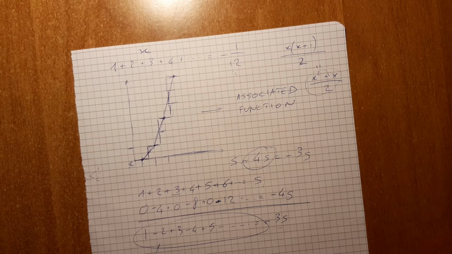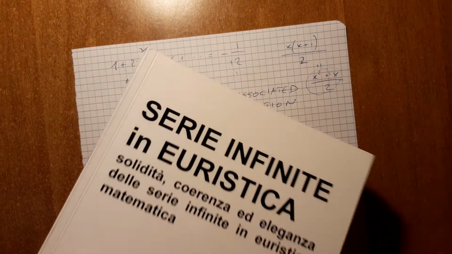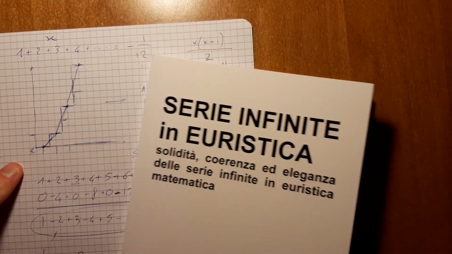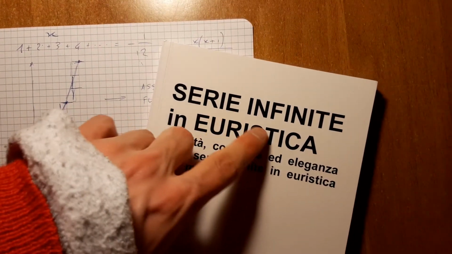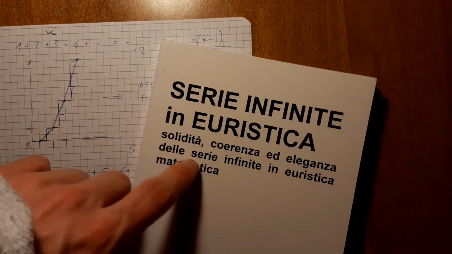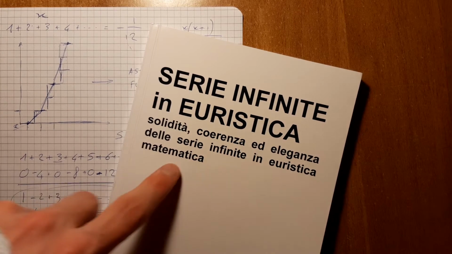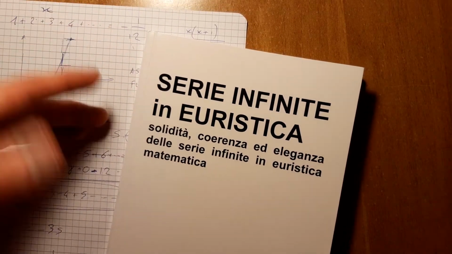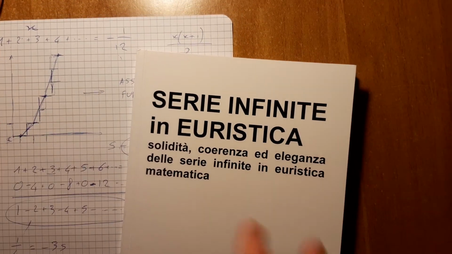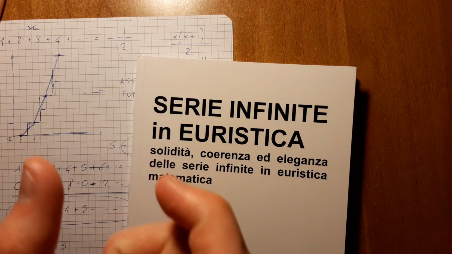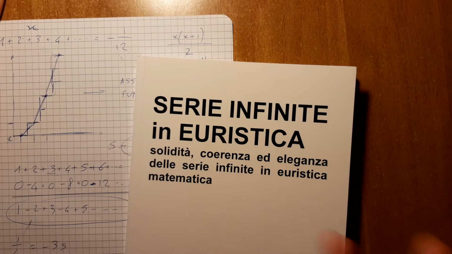I will show it to you now. Okay, this is the book. It's in Italian, but the English version is also available. Infinite series in heuristic: solidity, coherence, and elegance of infinite series in heuristic math. If you don't speak Italian, it's a very simple language, apart from all the verbs, but the roots of the verbs are always the same.